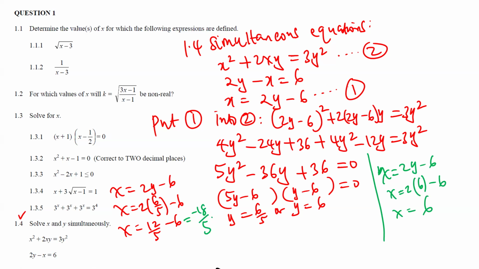Right, so as a consequence then, we have y is 6 over 5, x is minus 18 over 5. Y is 6, or x is 6. Okay, yeah. So we continue.